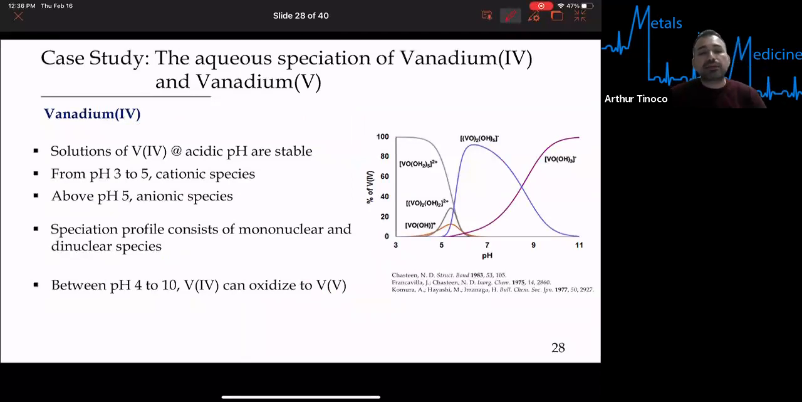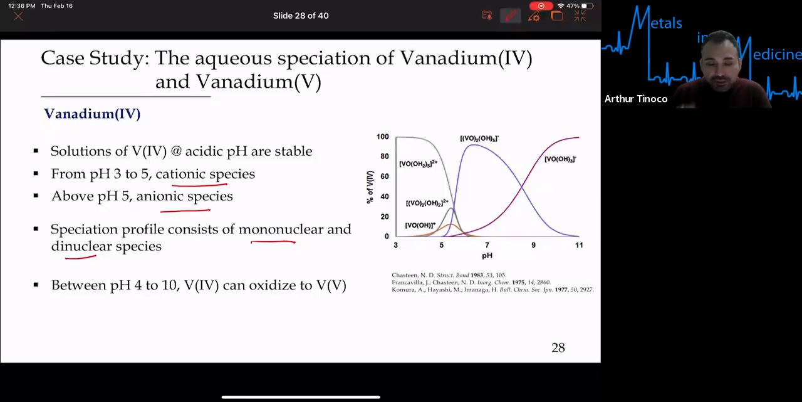So from pH 3 to 5, you have a dominance of cationic species. Above pH of 5, you have the presence of more anionic species. This speciation profile consists of mononuclear, and when I mean by mononuclear, I mean one vanadium, and also dinuclear, so 2 vanadium species.